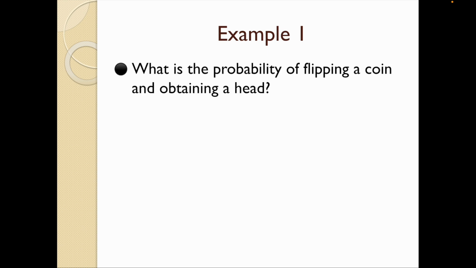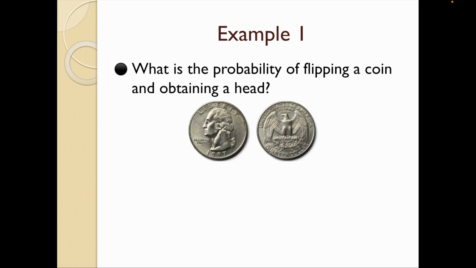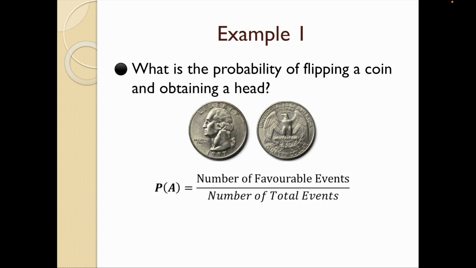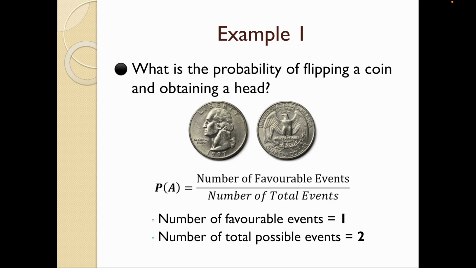All right, so example. What is the probability of flipping a coin and obtaining a head? We'll do these orally. One out of two. So, number of favorable events over number of total events. The number of favorable events in this case would be one, and the number of total possible events, two. So, one out of two. That's correct.